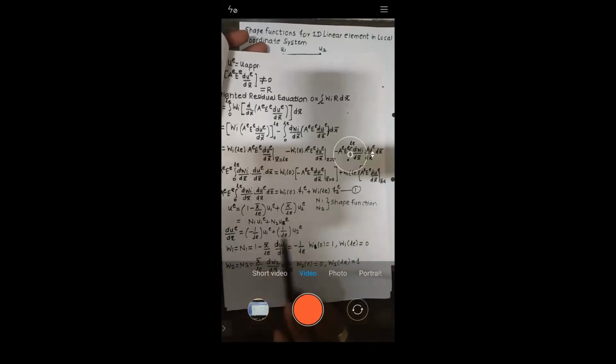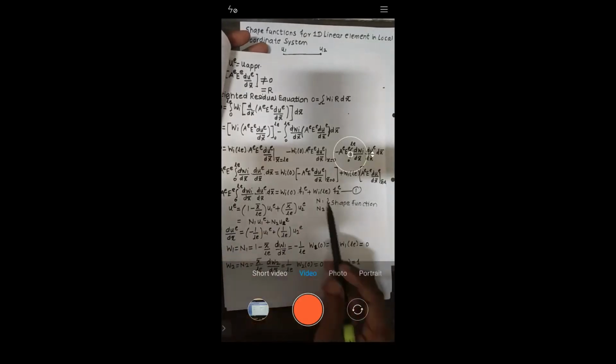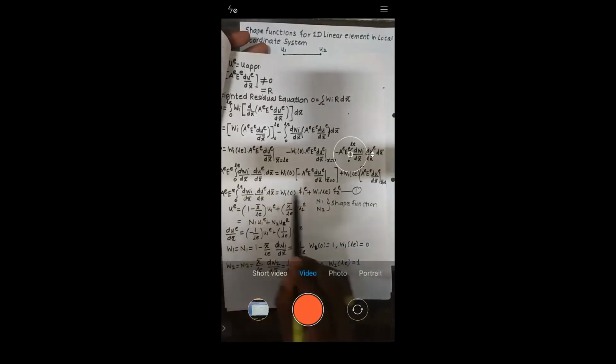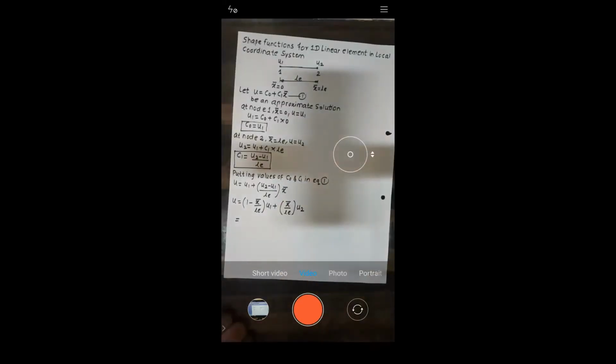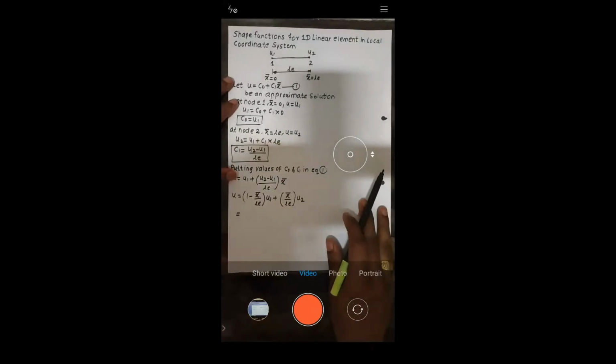I told you that where this equation has arrived from, you will come to know in the next chapter. Have you understood? This equation we have directly used. Here we don't know the value of u, so we have directly taken u as 1 minus x bar by LE u1 plus x bar by LE u2. At that time you didn't know where this came from, so this value has been taken through this equation. Is it okay now?